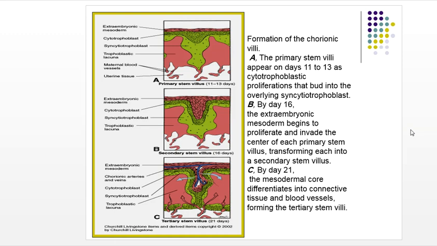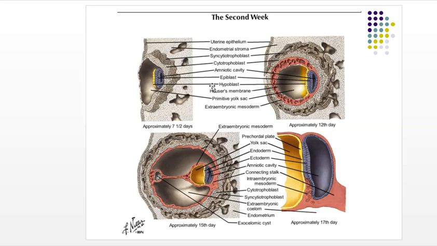At this time, at 13 days, formation of the placenta is started by formation of primary villi and secondary villi, and I will talk about the formation of the villi and the role of the villi in the formation of the placenta in the next session. This is a summary of the second week. You can see the epiblast, hypoblast around 7 days, cytotrophoblast and syncytium layers.